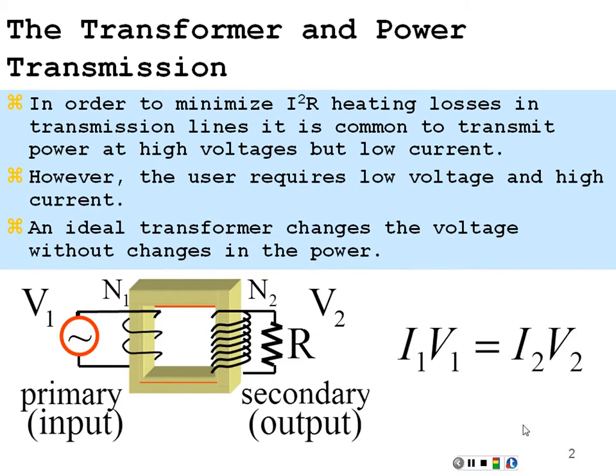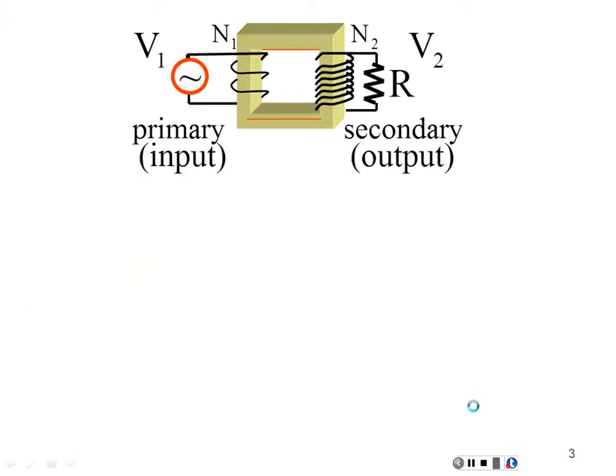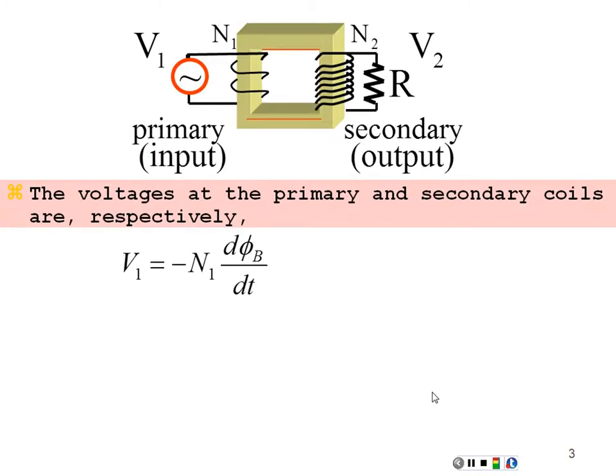So in our primary, the current times the voltage, which is the power, is equal to our secondary power, the current times the voltage there. Now, according to Faraday's law, the voltage is equal to the negative number of turns times the magnetic flux that goes through the turns per time. If this is a connected core, then the voltage across the secondary output would be equal to the number of turns there times the change in magnetic flux per time.